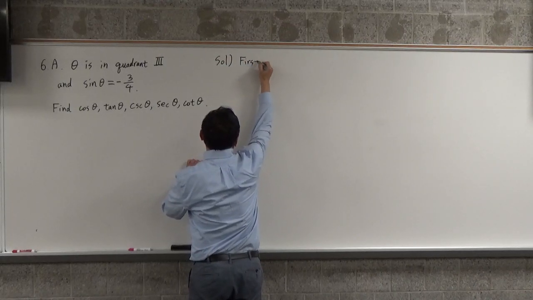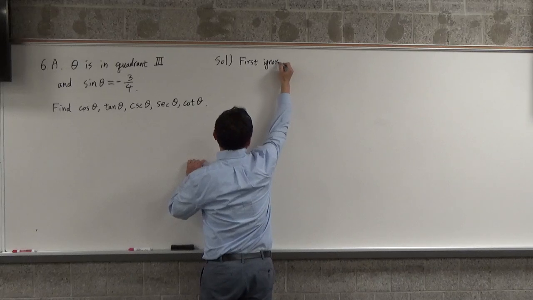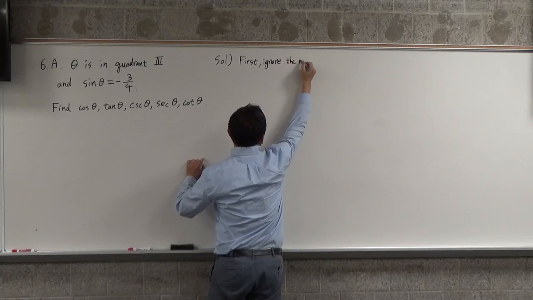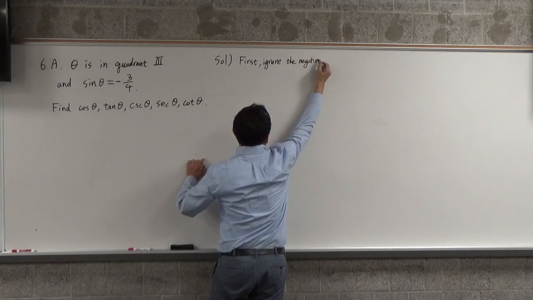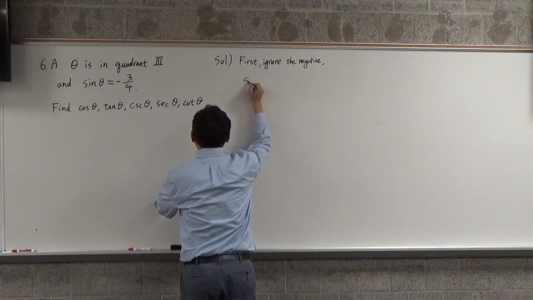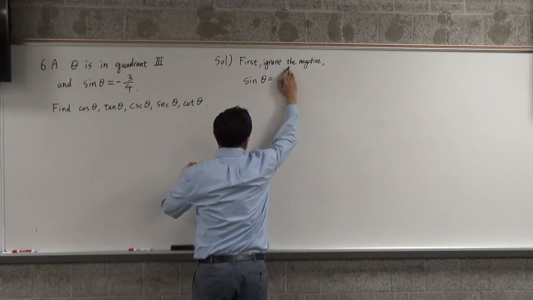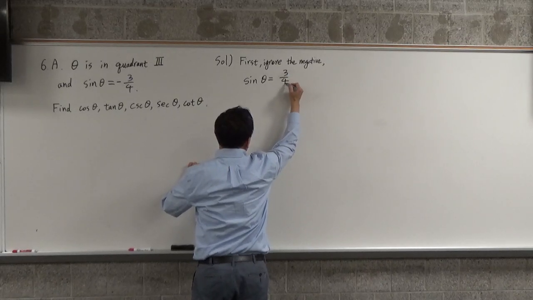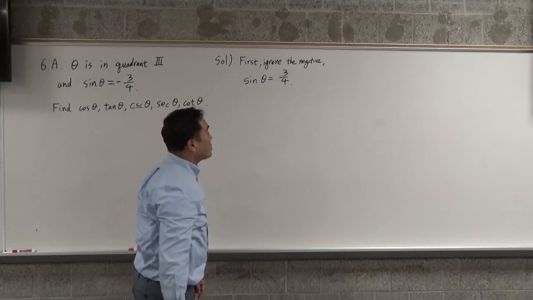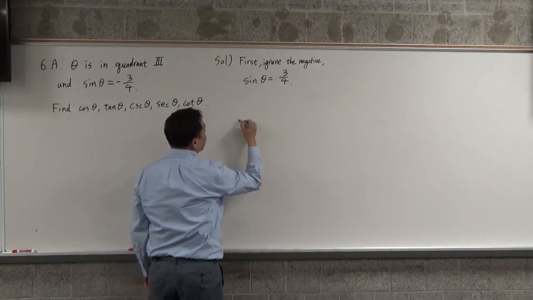First, ignore the negative. And just set sine of theta as positive 3 over 4. Now convert this into a triangle.